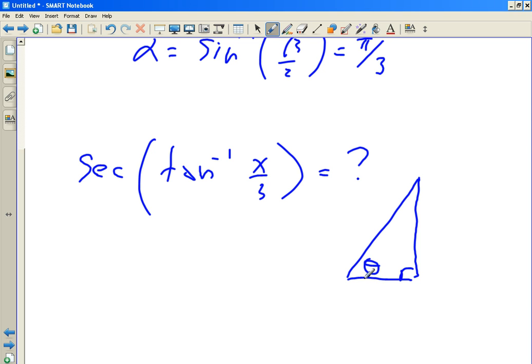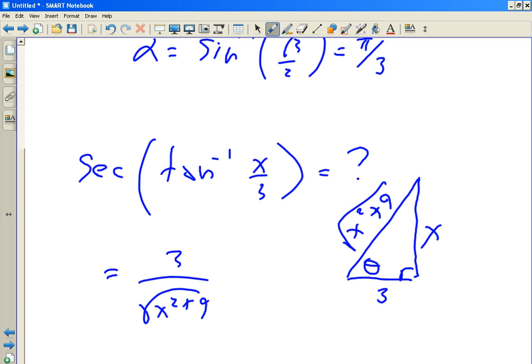What does SOHCAHTOA say about tangent? Opposite over adjacent, x over 3. But I want the secant. The secant is 1 over the cosine. How do you get the cosine of theta? The adjacent over the hypotenuse. So I need the hypotenuse. But Pythagoras says x squared plus 9, square root, is the hypotenuse. So what is this? It's 3 over that.